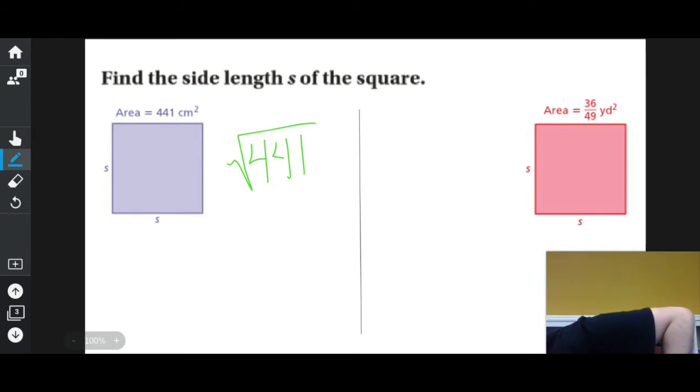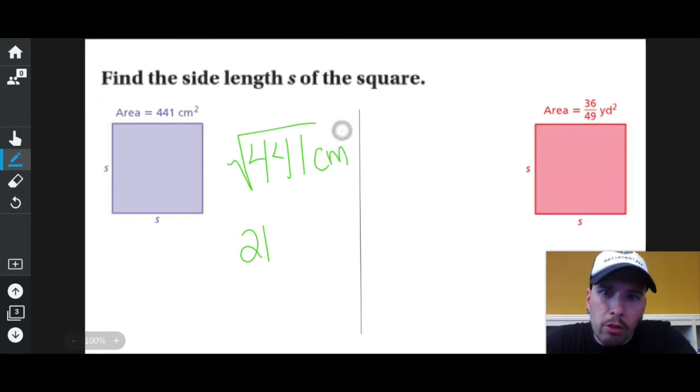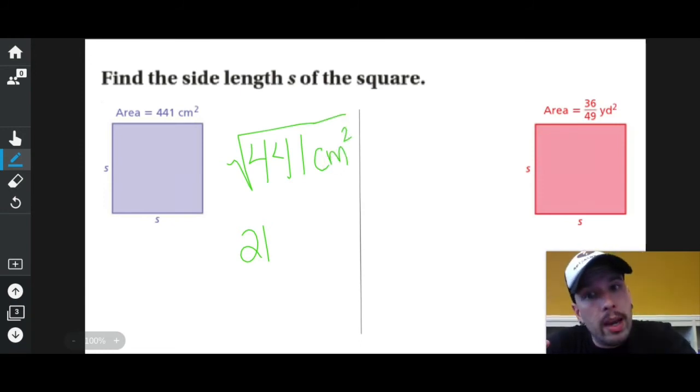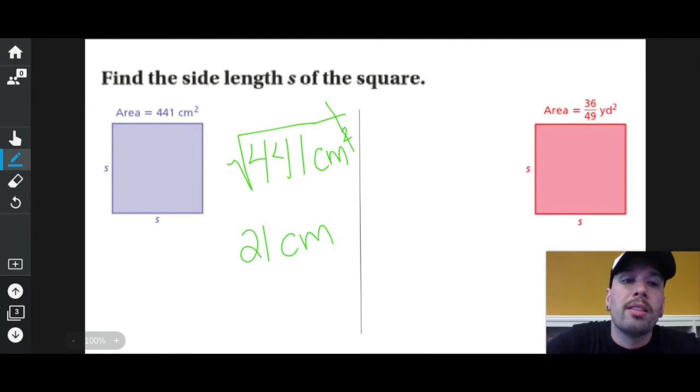What's the square root of 441? The square root of... And of course the answer is 21. Now if you're square rooting everything, what I should have written out is you have to square root the centimeters squared also. And when you square root a square, the squares cancel out. And so my side length is 21 centimeters.